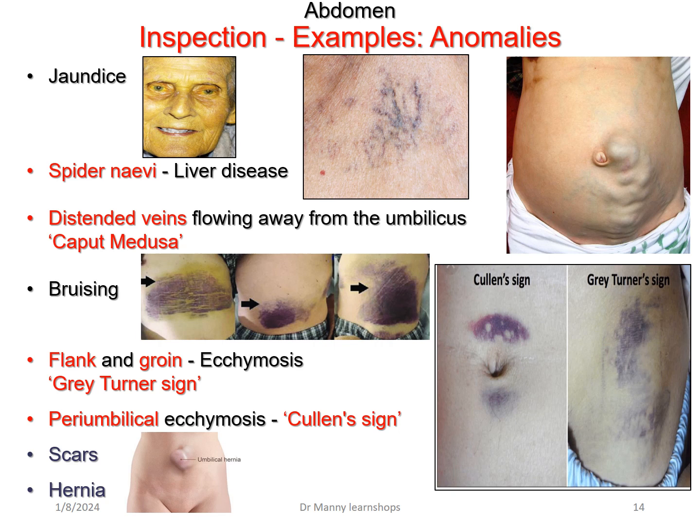Examples of anomalies could include jaundice, spider nevi, which may indicate liver disease, distended veins flowing away from the umbilicus, such as caput medusae. You can see bruising, which can be in the flank or the groin. Also ecchymosis. This could be the Grey-Turner sign, or you could have periumbilical ecchymosis, which is the Cullen's sign. There can be scars, there can be hernia.